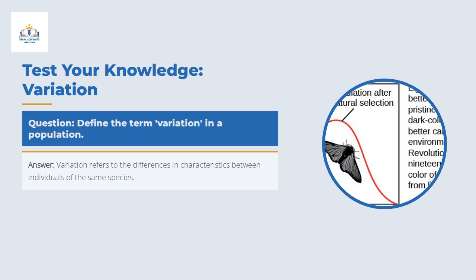Now, let's look at a typical GCSE practice question. How would you define the term variation in a population? The answer is, variation refers to the differences in characteristics between individuals of the same species. These can be caused by genetic factors, environmental factors, or a combination of both.